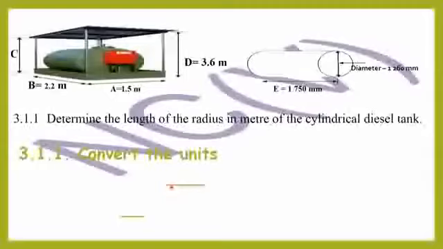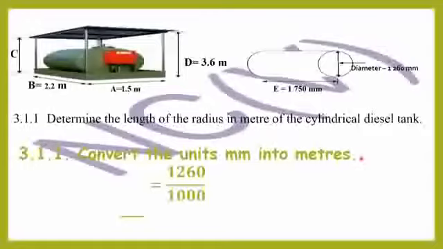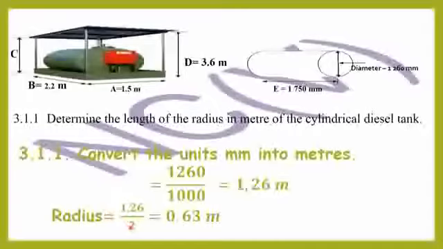Now, to convert the units in millimeters into meters, we are going to take 1,260 and divide it by 1,000, which is going to be 1.26 meters. So after that, we take this 1.26 meters, which is a diameter, and divide it by 2, and then we get 0.63 meters as our radius.